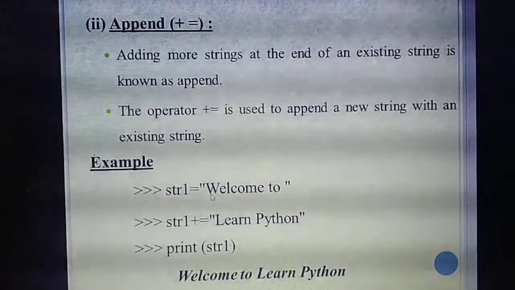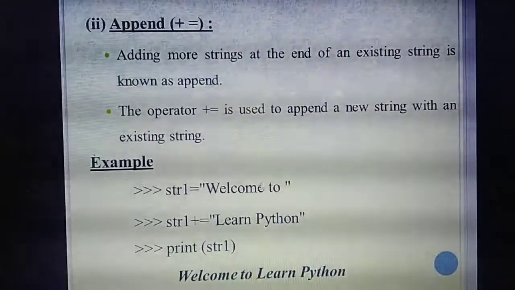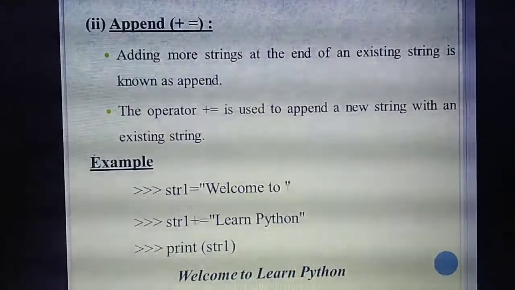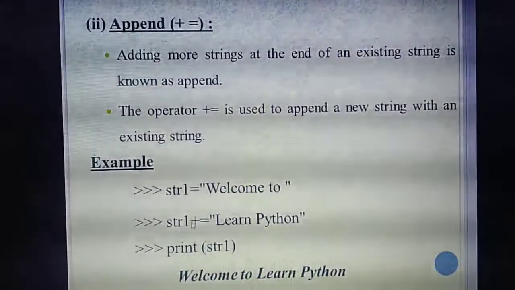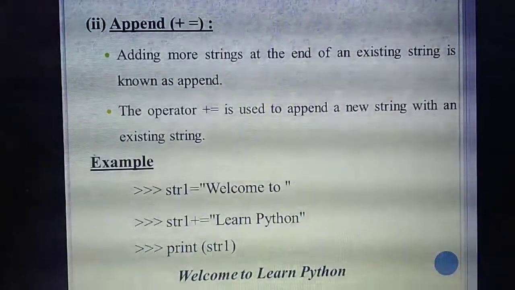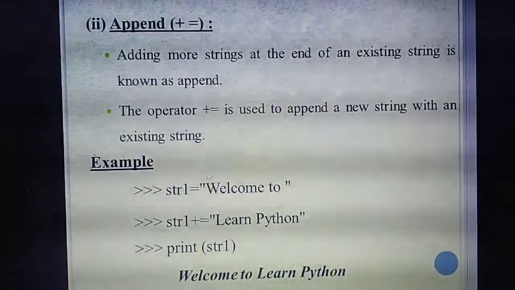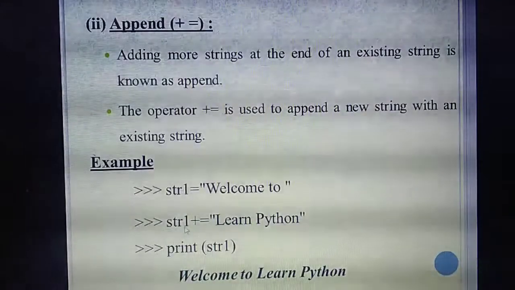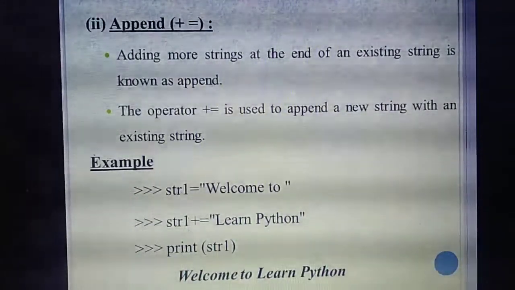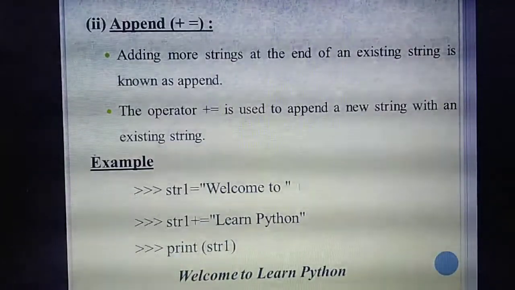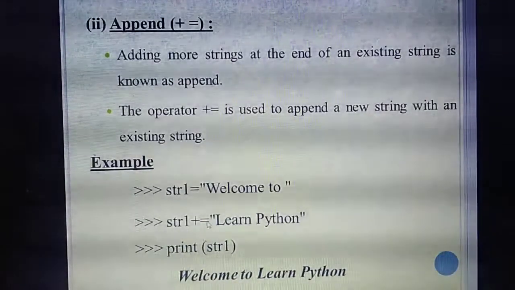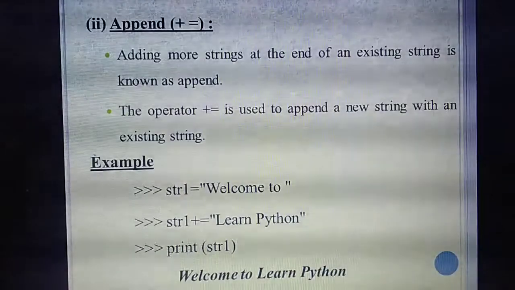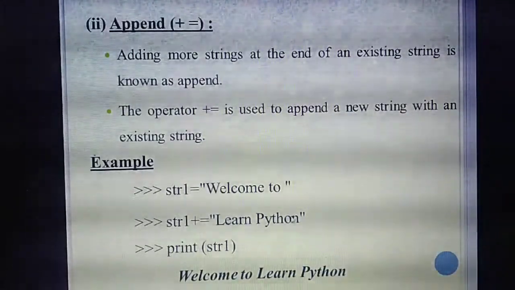Understand? See this example. First they have denoted one string, str1, the first string. They have given welcome to, in double quotes. Then they need to add the next two words, learn Python, to this string, str1. You have already declared one variable, str1. To add words at the last, which operator do you need to call? Append. So plus equal to. This string plus equal to, you need to add which word? Learn Python. They need to give it in double quotes.